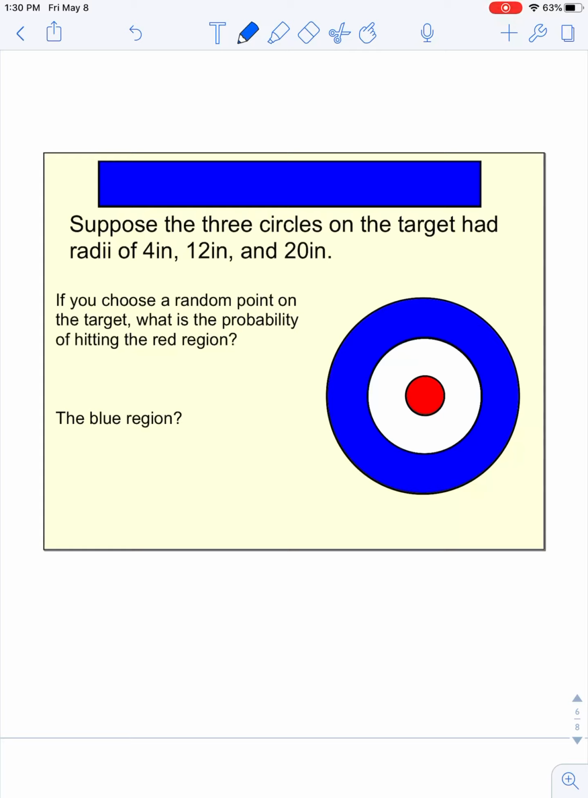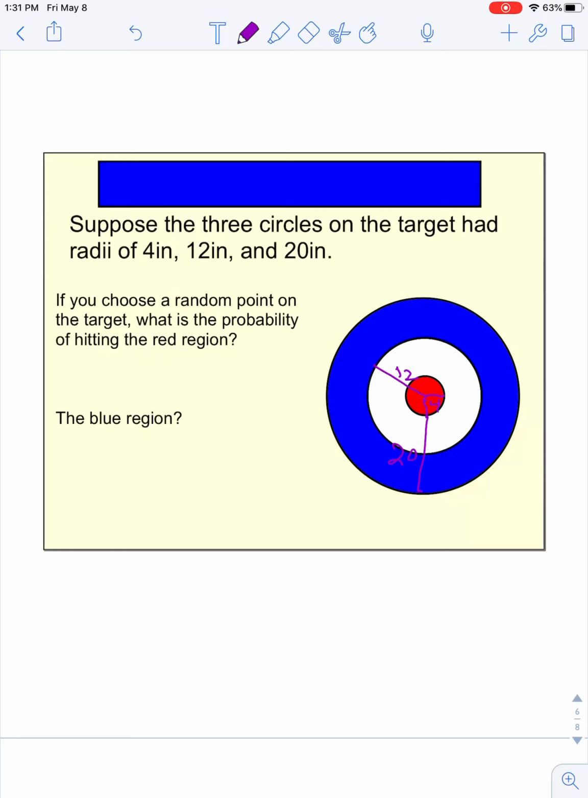All right. Now, of course, they get a little trickier, and you have to use some other strategies, and eventually going back to the shaded regions work that you did on that applications worksheet, that kind of applies here. That's the work we did to prep for this. So this one says, suppose the 3 circles on the target had radii of 4, 12, and 20. So what that means is the smallest radius is 4, this radius is 12, and then the radius all the way from the center to the outside is 20. So if you choose a random point on the target, what is the probability of hitting the red region?